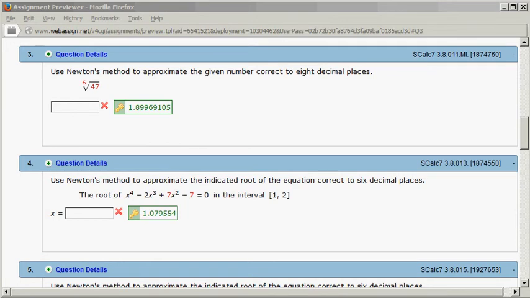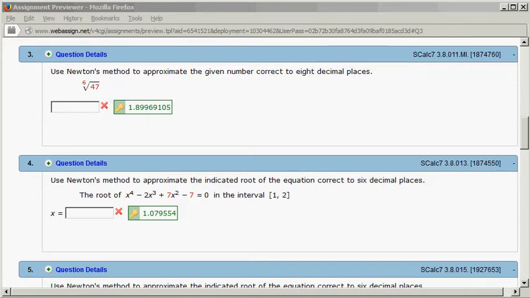Okay, let's look at homework 3.8, problem number 3. So we want to use Newton's method to approximate the sixth root of 47. All right, so let's do that.